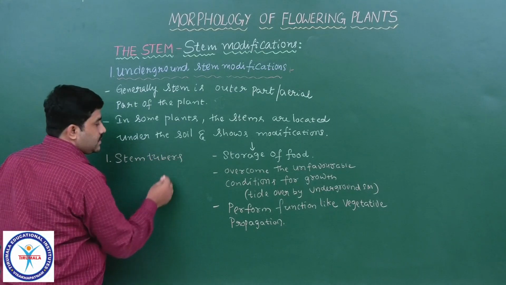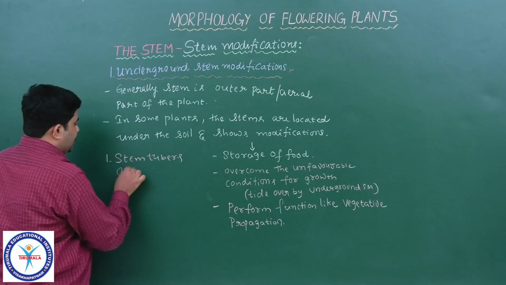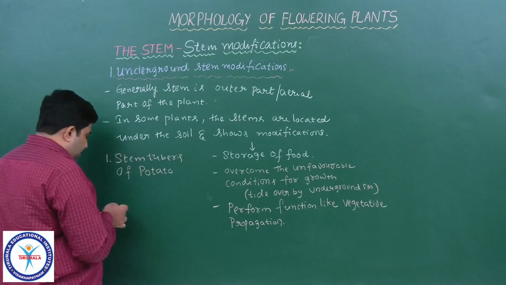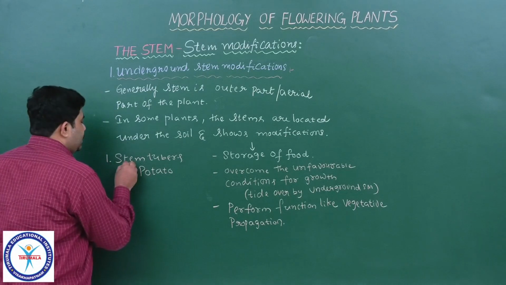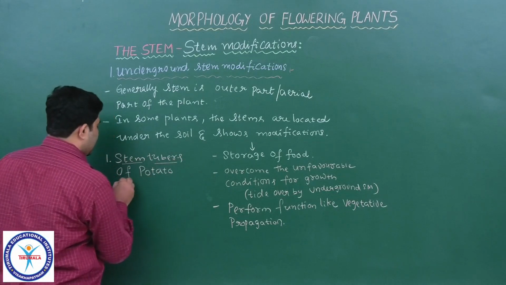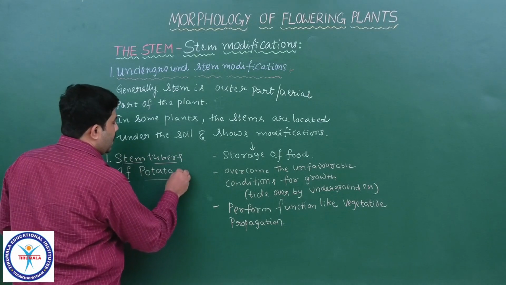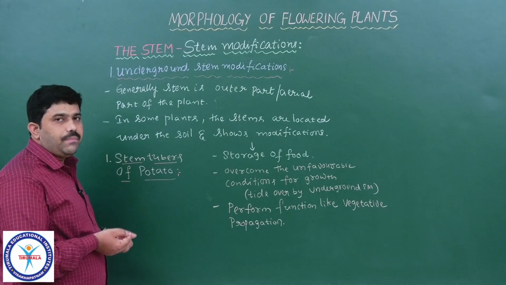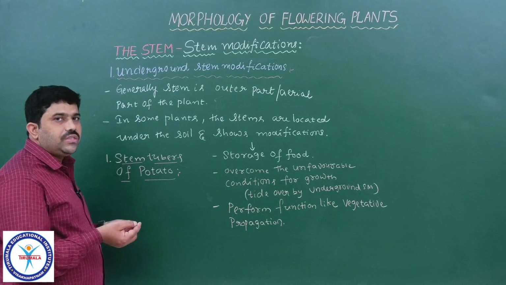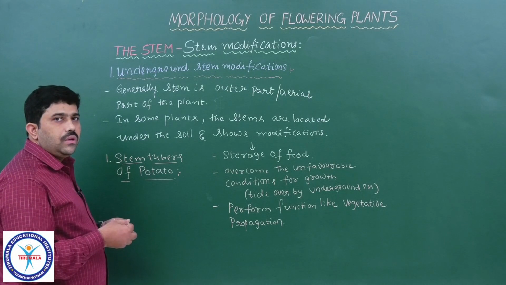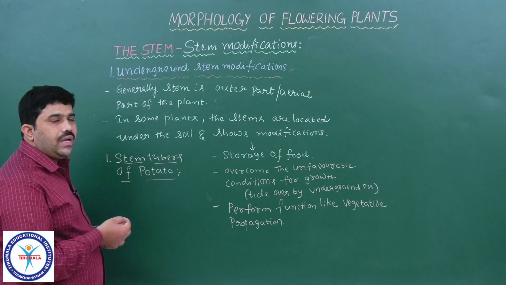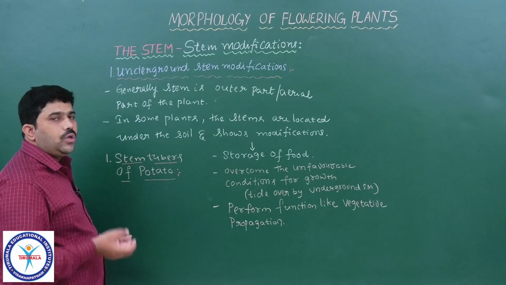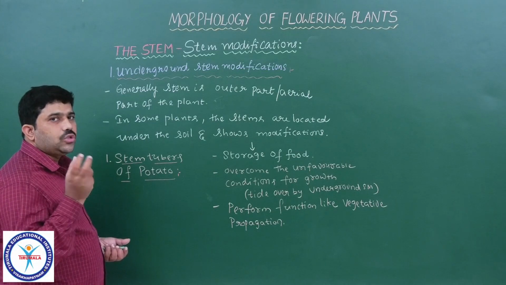Generally, where do we see these stem tubers? In a potato plant. So stem tubers of potato are a very good example for underground stem modification, students. In potato, the underground stem stores food by accumulation and deposition of food. This underground stem becomes swollen to form a structure like a tuber.